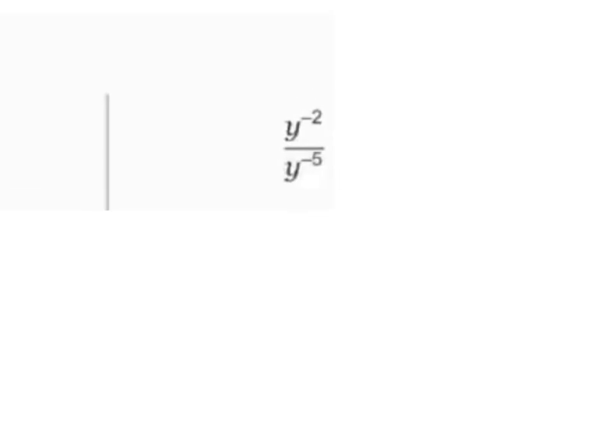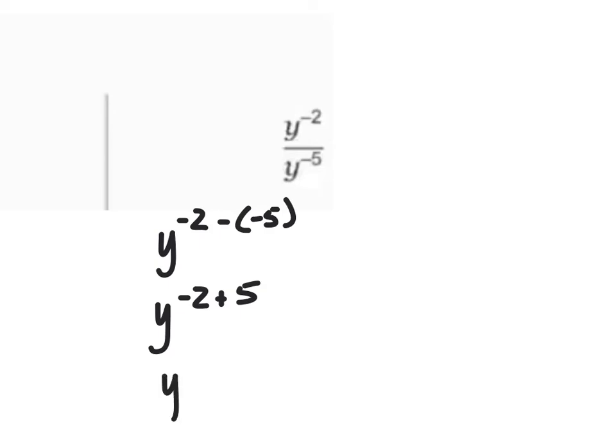So even though you would get this by using the quotient rule, you'd want to write it with positive exponents. Okay, now here, you could do this a couple different ways, but let's do this using the quotient rule. So y to the negative 2 minus a negative 5 really means that I've got y to the negative 2 plus 5, and so I get y to the third power, okay? And so I'm just simplifying it using that.